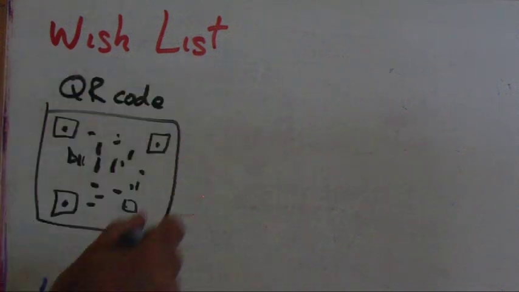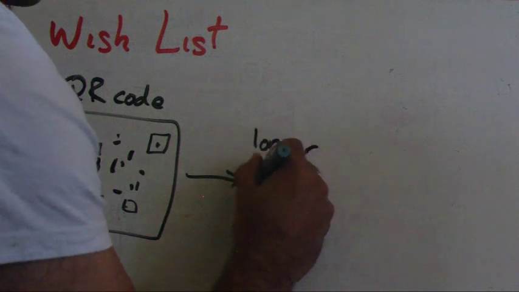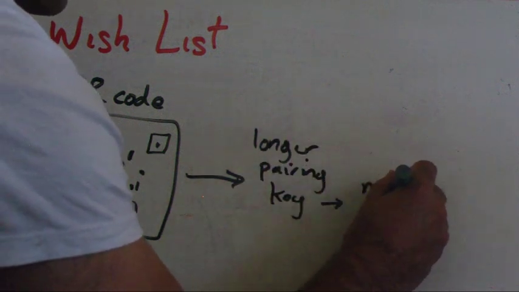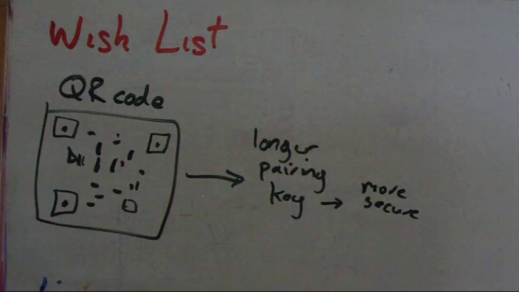Whereas if I use a QR code, I could send a 20 character GUID, and people would have an absolute nightmare trying to guess what it was. So that would be nice. I could just display the QR code on the screen. You could use your device to scan it, bloop, and then it pairs as part of that process.